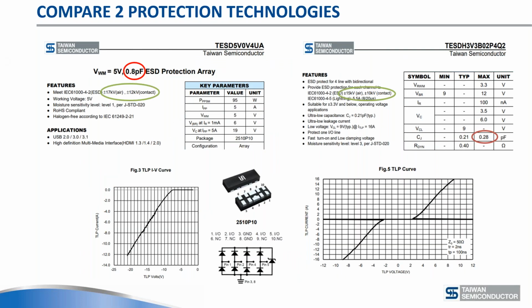I'm going to take one thing here just to get an idea about this capacitance. We got two parts in this 2510P10 package with 4 IOs, more aimed at HDMI type of applications also. And what we see here is one has 0.8 picofarad, the other one has 0.28 picofarad. We're comparing apples to apples, or not 100%, but close to 17 kilovolt and 12 kilovolt ESD versus 15 kilovolt and 10 kilovolt. So actually, the lower the requirements, the smaller you can make the die.